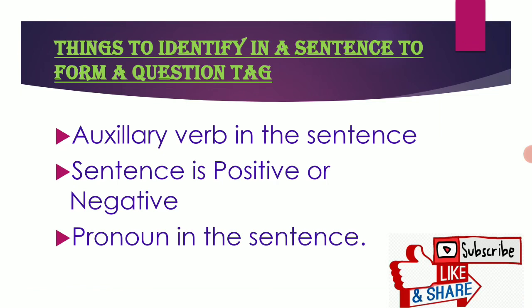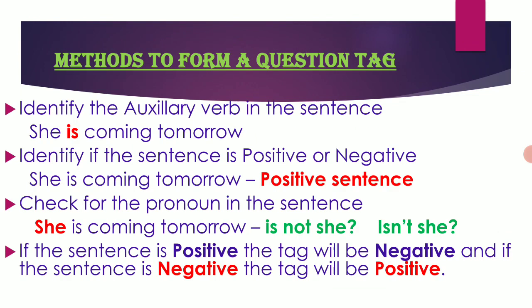The first one is the auxiliary verb in the sentence, which you can usually find in the second or the third word of the sentence. The next one, you have to find out whether the sentence is a positive one or a negative one. And thirdly, you have to find out the pronoun in the sentence. Now, one by one, let's find out these with the help of an example.